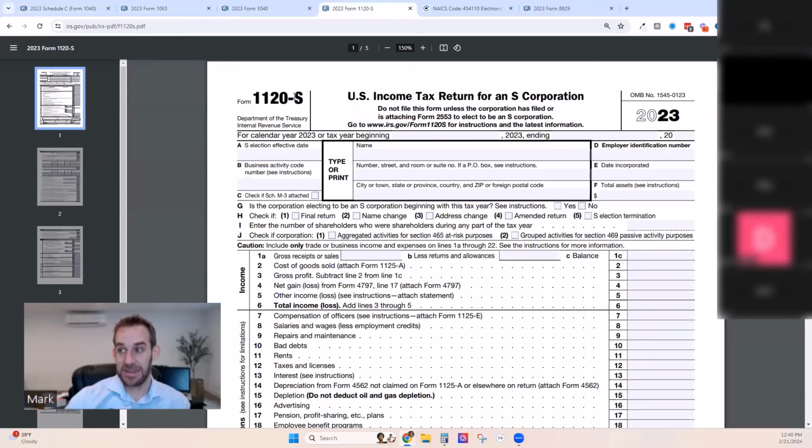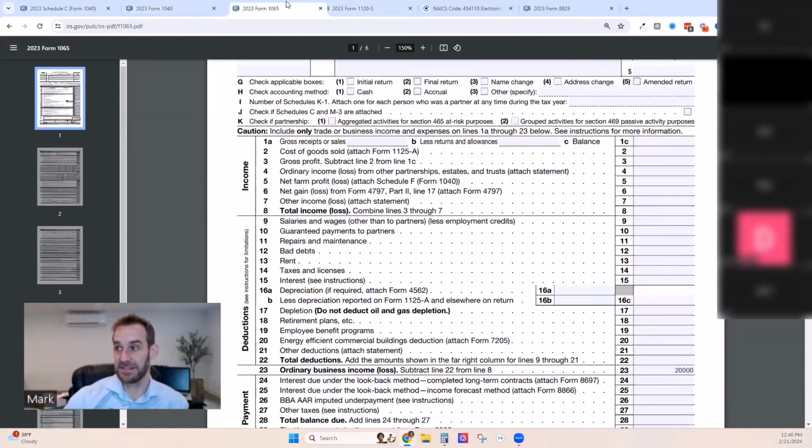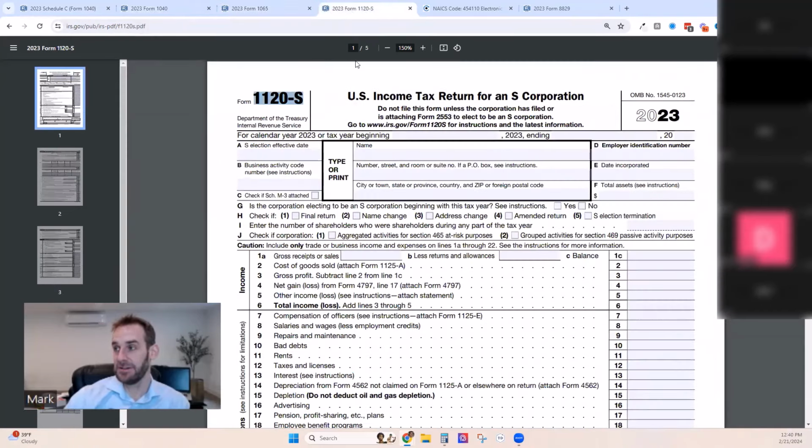So that's also the case with the form that S-Corps have to fill out. This one is really similar to the 1065 that we just looked at. Same kind of thing.